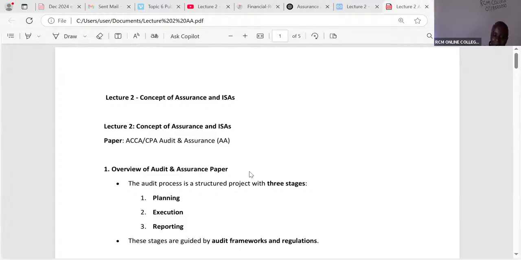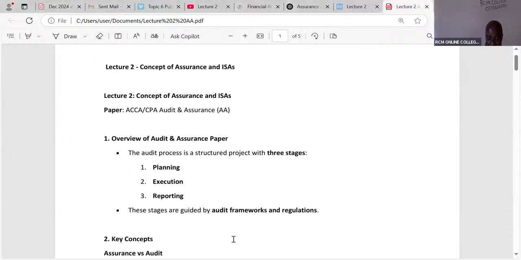But ladies and gentlemen, any audit that you are given has three basic steps. Of course, apart from those preambles, the etiquette issues in audit. So for example, when I get an audit, I should be able to talk to the outgoing auditor. I can't just take an audit engagement without talking to the outgoing auditor, etc. But the main things here are this audit process is normally structured just like any project. There must be planning, there must be execution, and then there must be reporting. These stages are normally guided by audit frameworks and regulations that we shall be able to discuss.